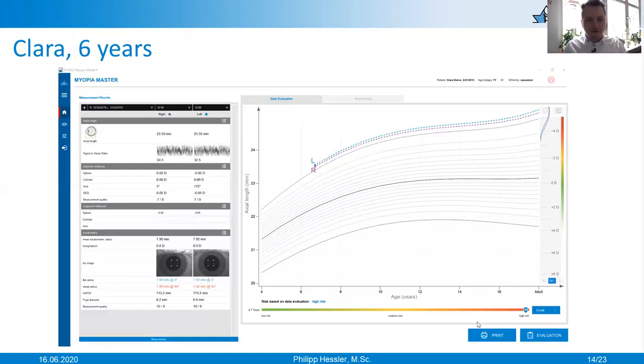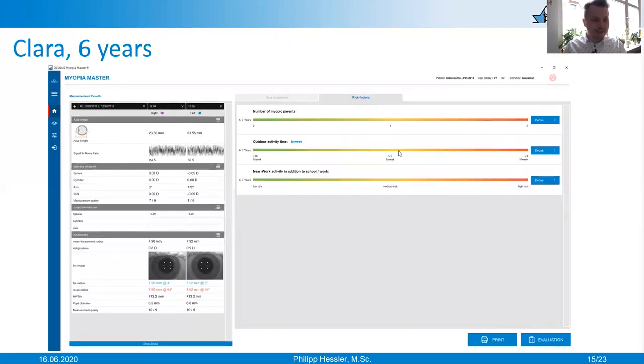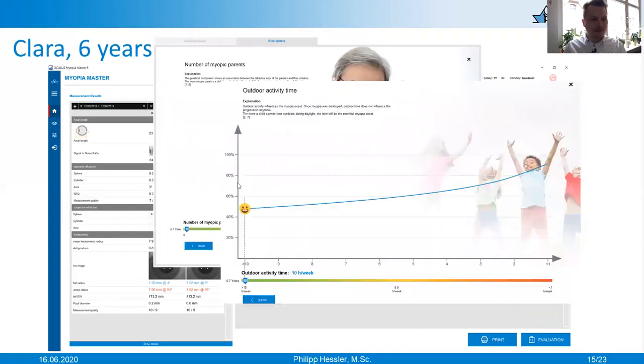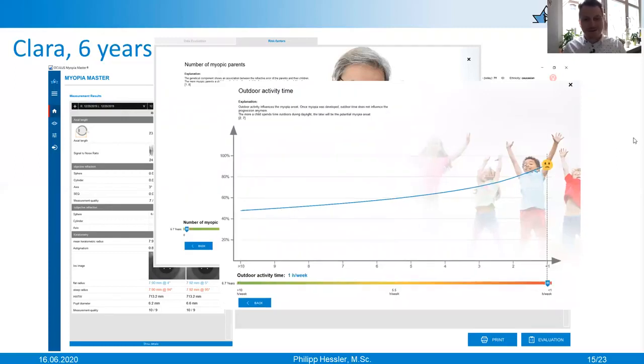Yeah, we have here below the traffic light color bar for the general risk evaluation. If we click here on risk factors, we see this display, and we may already have entered the risk factors at the device, or you can do it with the patients together on the large computer display. On the computer, it's a little bit more playful. For example, when I look at outdoor activity, we have here this curve and the emoji that laughs or cries.